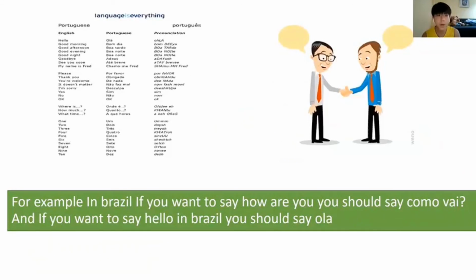Okay, for example, in Brazil, if you want to say how are you, you should say como vai. And if you want to say hello in Brazil, you should say hola.